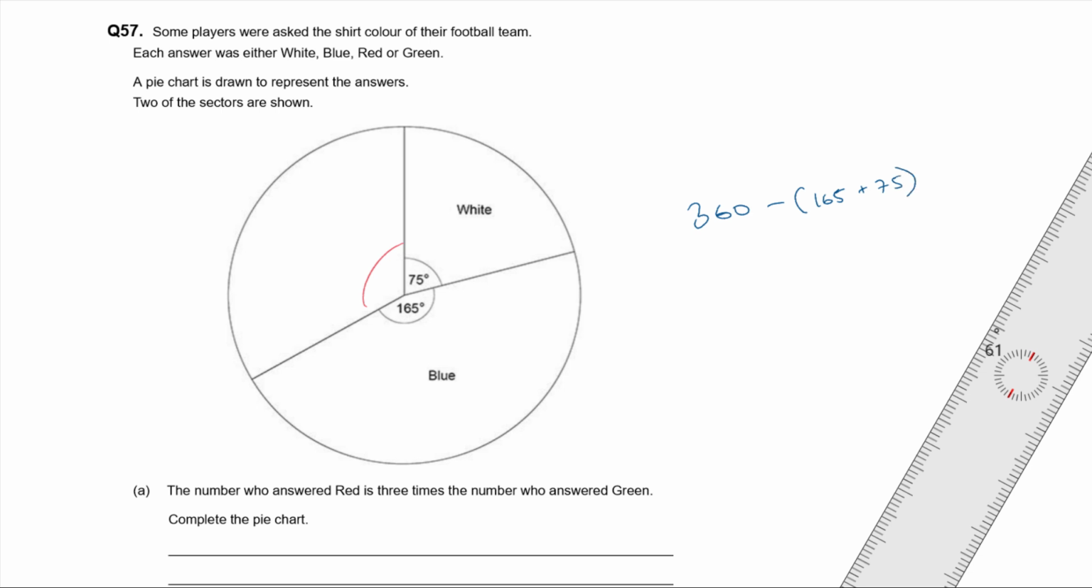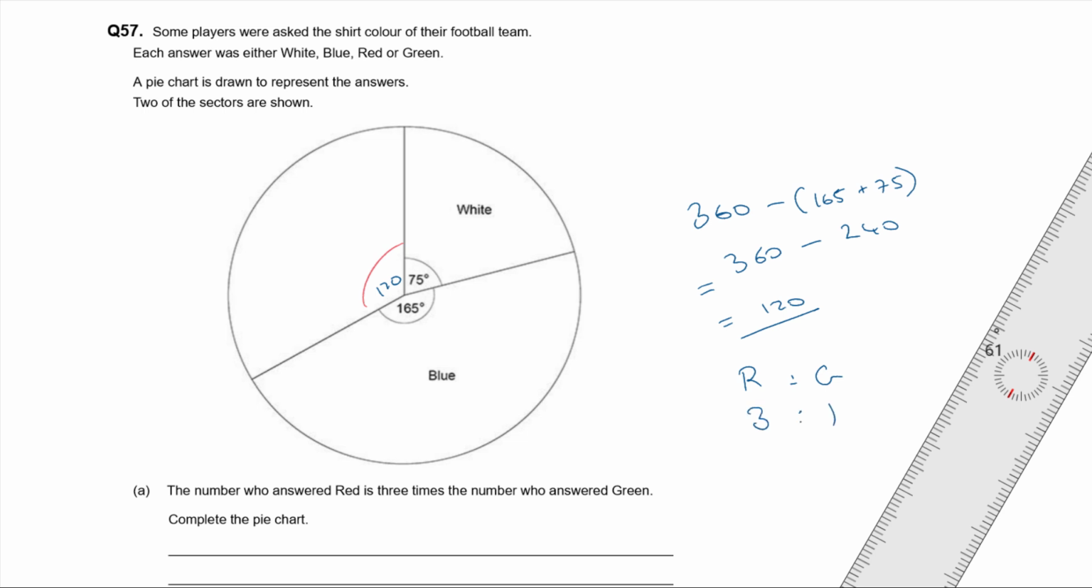So 165 and 100 plus 75, that comes to 240, I believe. So 360 minus 240, that's going to give me 120. So I've got 120 degrees here that I need to share out between these 2 sectors. And I know that the number who answered red is 3 times the number who answered green. So as a ratio, red to green is in the ratio of 3 to 1.